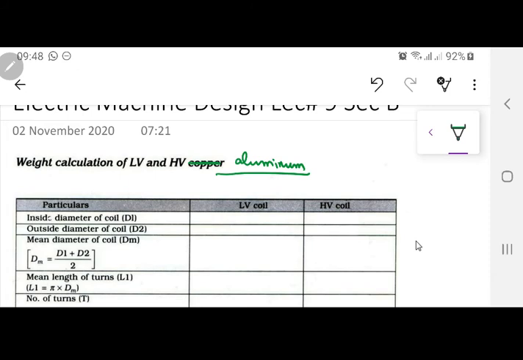Over here inside diameter 124 mm. What is the outside diameter of the same low voltage coil? 162.2. The high voltage coil inside diameter of the coil, 182.2. This was because we have kept alpha or A equal to 10, so this was being added. The outside diameter of the high voltage coil, 248.2.